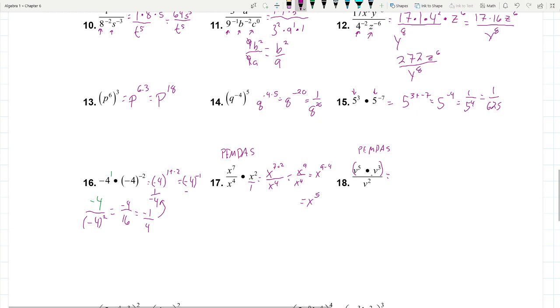So we go y to the fifth times y to the third, so this is the same, or this is v, not y. v to the 5 plus 3, because that's the product property, over v squared. All right, so 5 plus 3, v to the eighth over v squared. And we're still not done yet because these still have the same bases. And so this is the same as v to the 8 minus 2, that's the quotient property, and so we got v to the sixth.